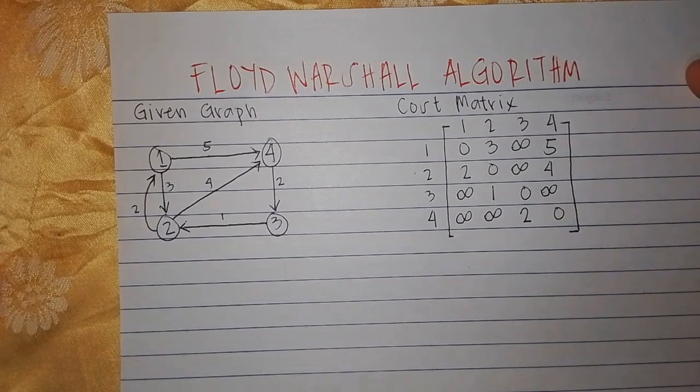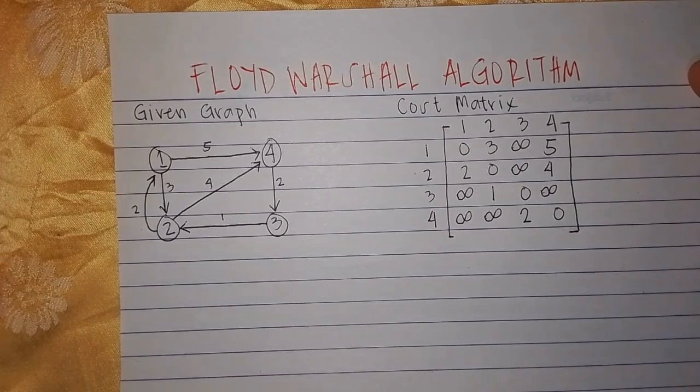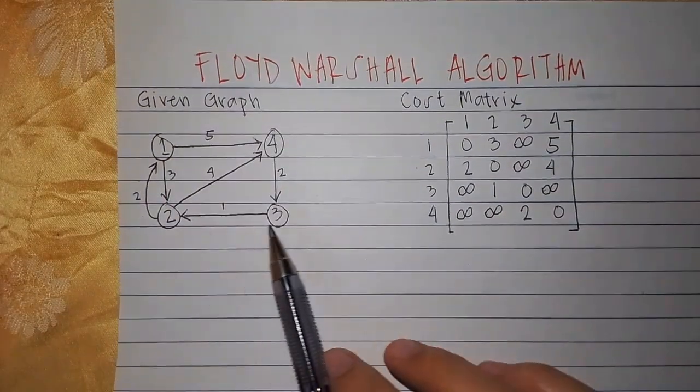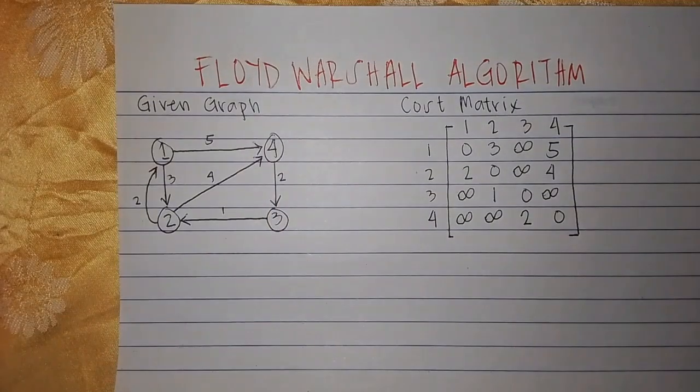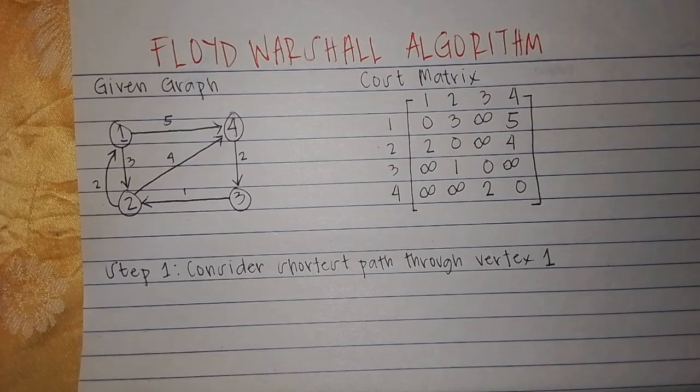With the help of this cost matrix, we are going to implement step by step, considering the shortest path through every vertex, that is 1, 2, 3, and 4. Step 1. Consider the shortest path through vertex 1, that is the first vertex. We are going to consider it as the intermediate vertex, and through this vertex, what is the shortest path? So we will find out.